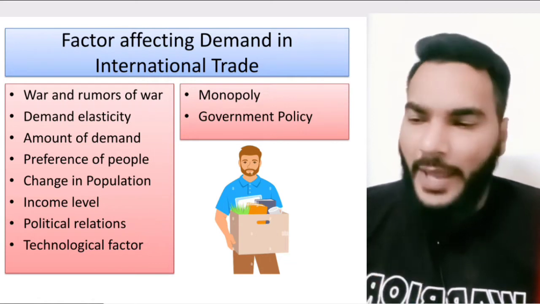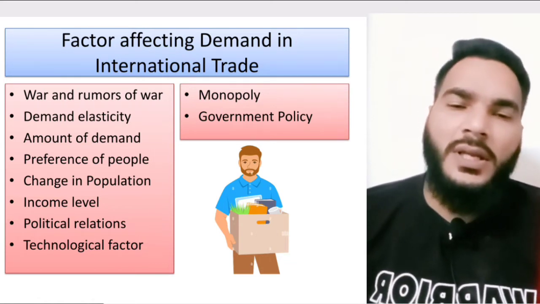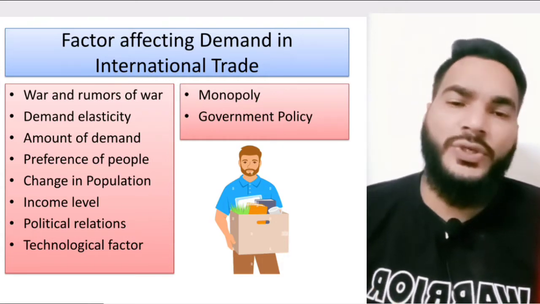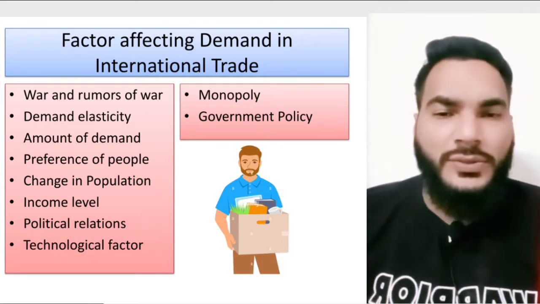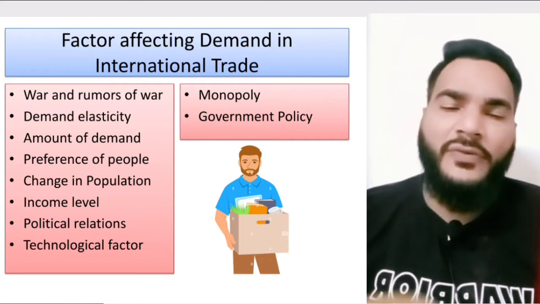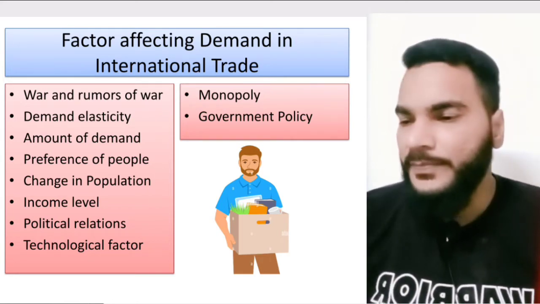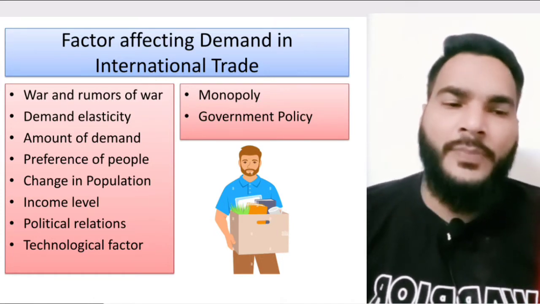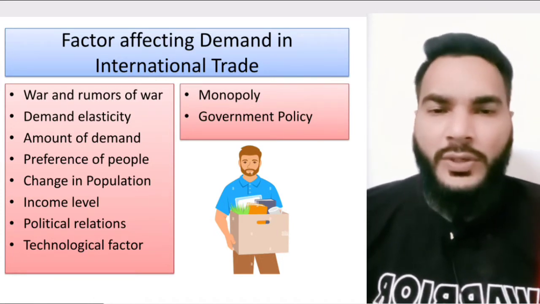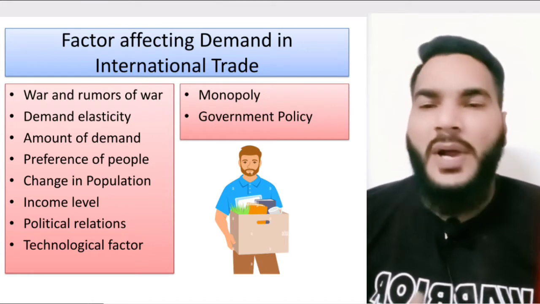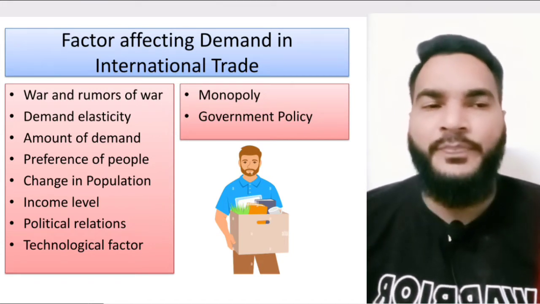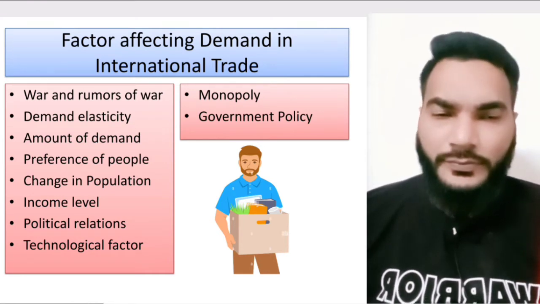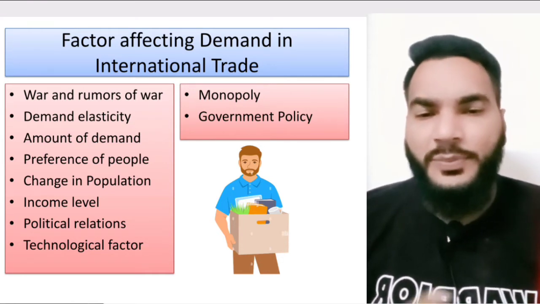So what happens here, if any country gets a new product, a new innovation or a new device, the demand for that product would definitely increase. Then we have monopoly. Monopoly is a term where only one seller, or one or two sellers, are there, and the demand for that product is very high. This also affects your import and export, that means international trade.